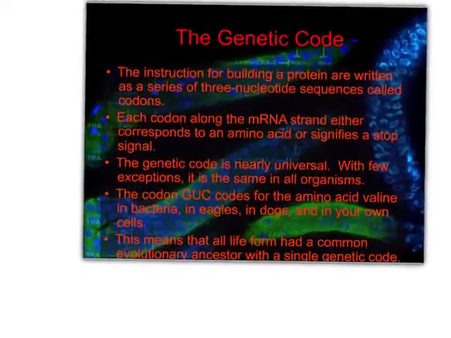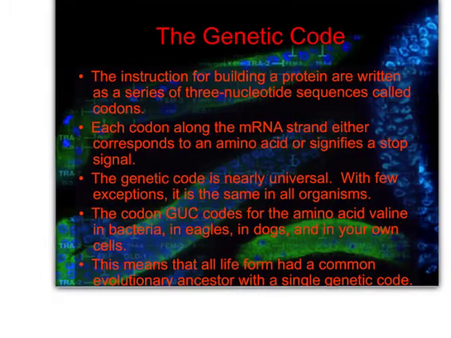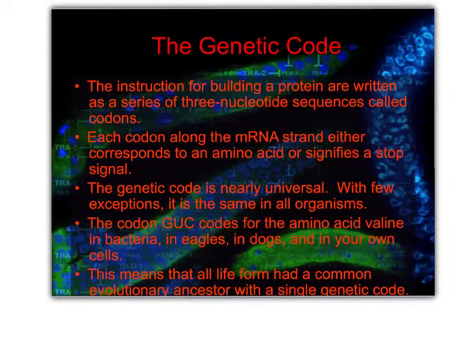So where do we go from here? Okay. Well, we're going to have to copy it, but it's in the wrong language. The language that we're in right now is DNA, and we're going to need it to be in the language of proteins. So what we're going to do is use these codons. We've talked about this already. I've introduced this already. This shouldn't be anything new. Each codon along the mRNA strand corresponds to an amino acid, a start codon, or signifies a stop signal. One of the things we mentioned already is the genetic code is nearly universal. Okay, all organisms use the same thing.